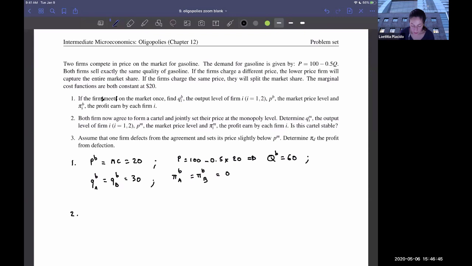Okay. The second question says both firms agree to form a cartel, and when you form a cartel, you have only one objective. It's to produce at the monopolist level. So they're going to set the price at the monopoly level, and they are going to coordinate on that monopoly price.